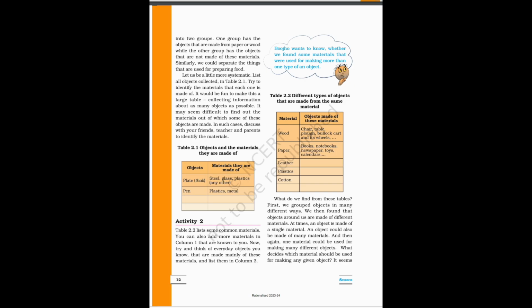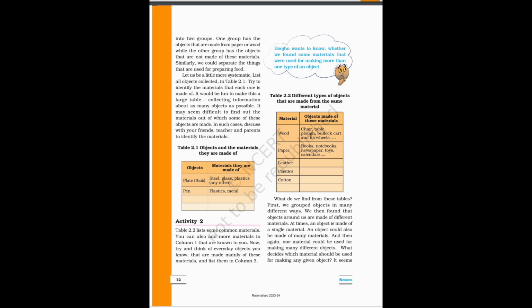Table 2.1. Objects and the materials they are made of. Object: plate or thali; materials they are made of: steel, glass, plastics, any other. Object: pen; material they are made of could be plastics or metal.